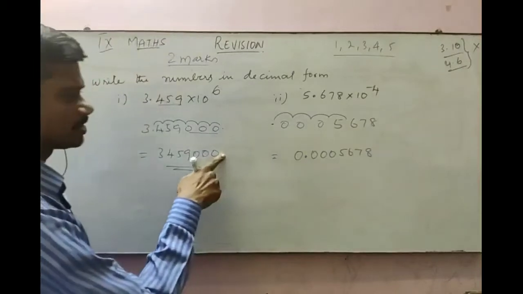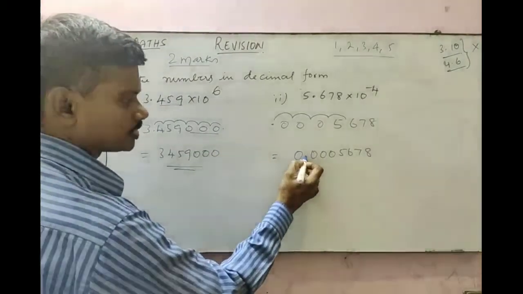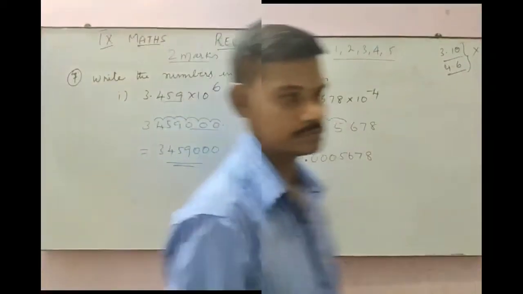In the last, there is no need to put the decimal. Here you have to put the decimal. When it comes to the left side, you have to put the decimal here.